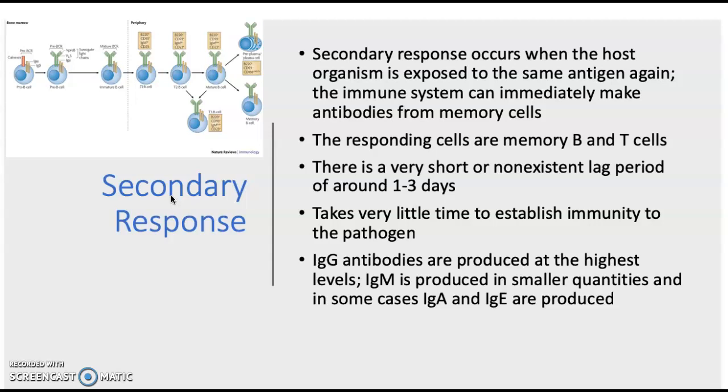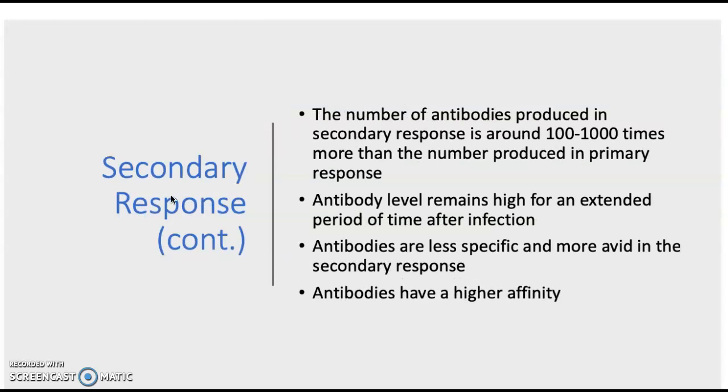In the secondary response, the IgG antibody is created in large amounts and produced at high levels. But there's also slight amounts of IgM, and in some cases there's IgA or IgE produced. And IgE would be in the case of allergies. The number of antibodies produced in the secondary response is 100 to 1,000 times more than the primary response. The antibody levels remain high for an extended period of time after the infection to make sure that the infection is gone and taken care of.